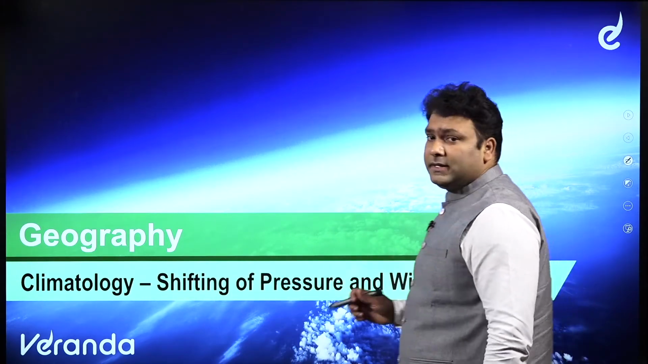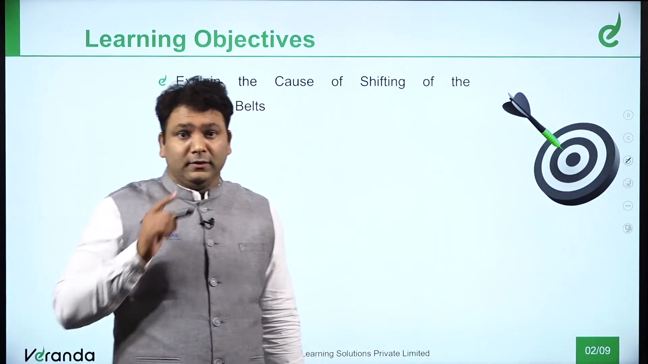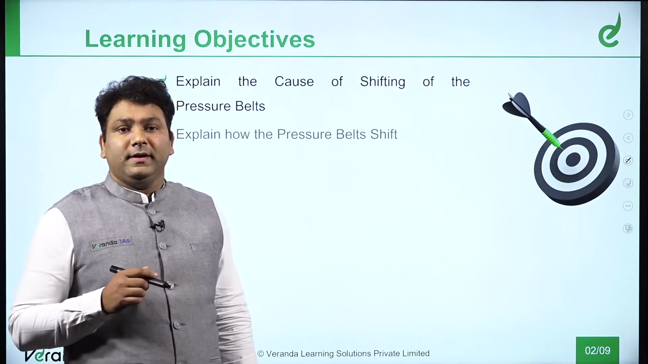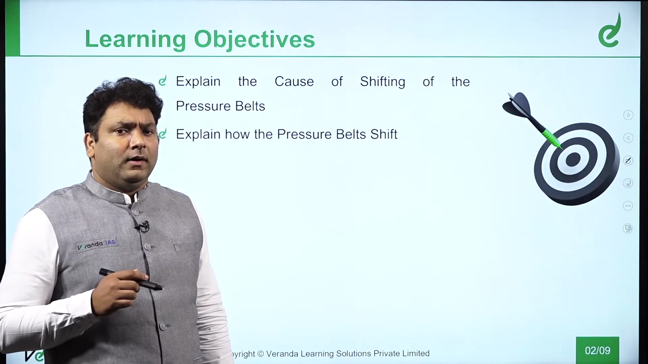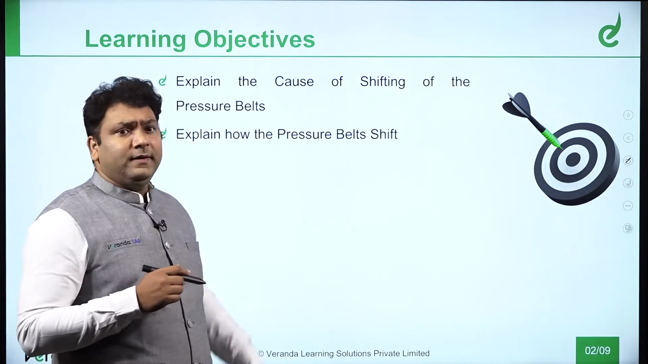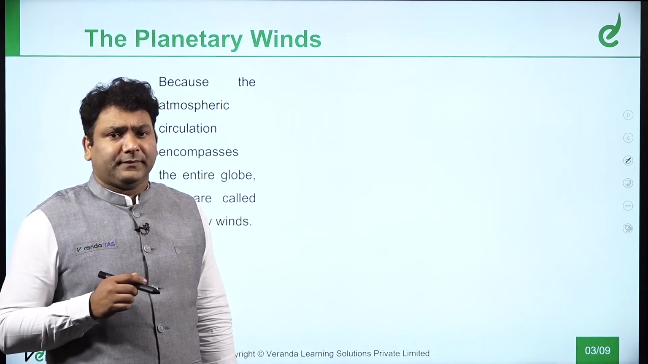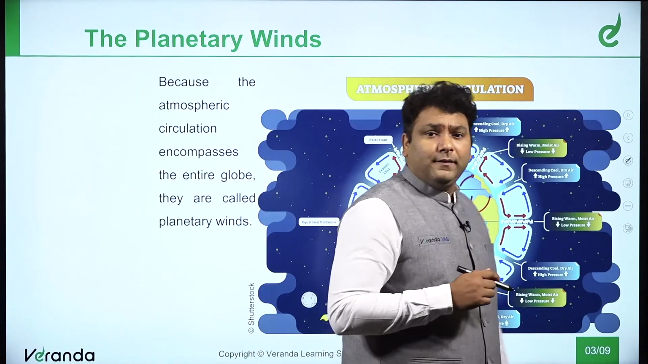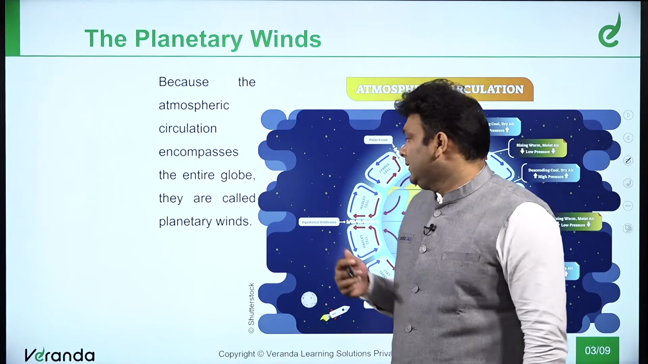Welcome to Veranda IAS. The topic is the shifting of the pressure and the wind belts of the world. So, the learning objective would be to explain the cause of the shifting of the pressure belts and also how these pressure belts shift. Now, you have seen these planetary winds that we have discussed in the previous learning units.